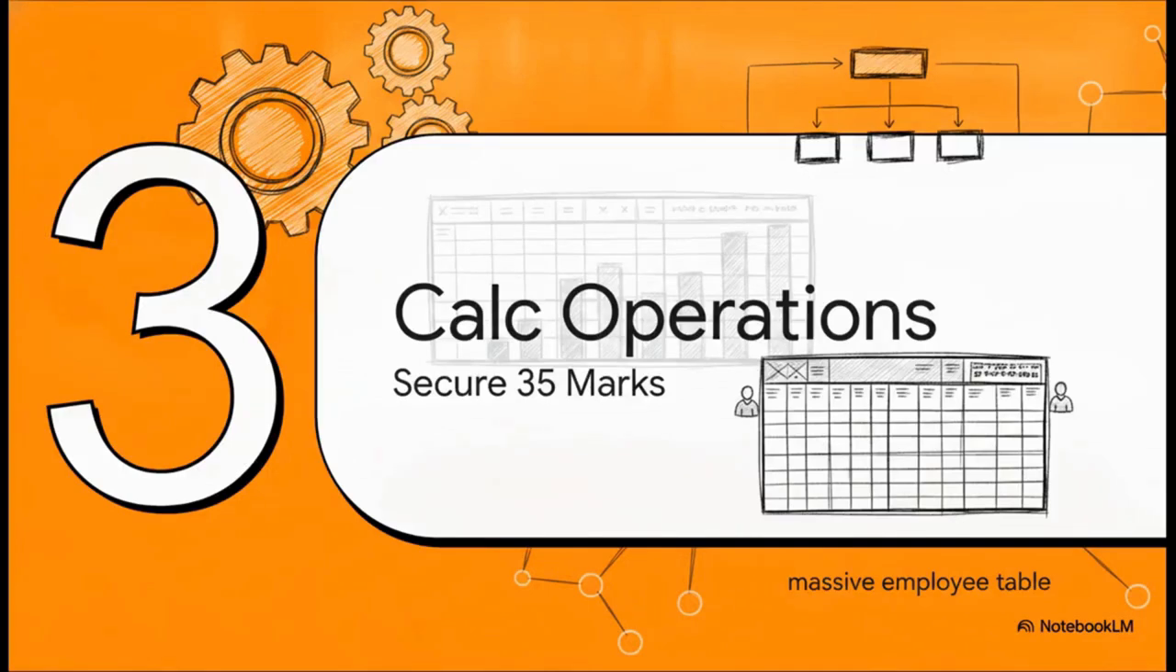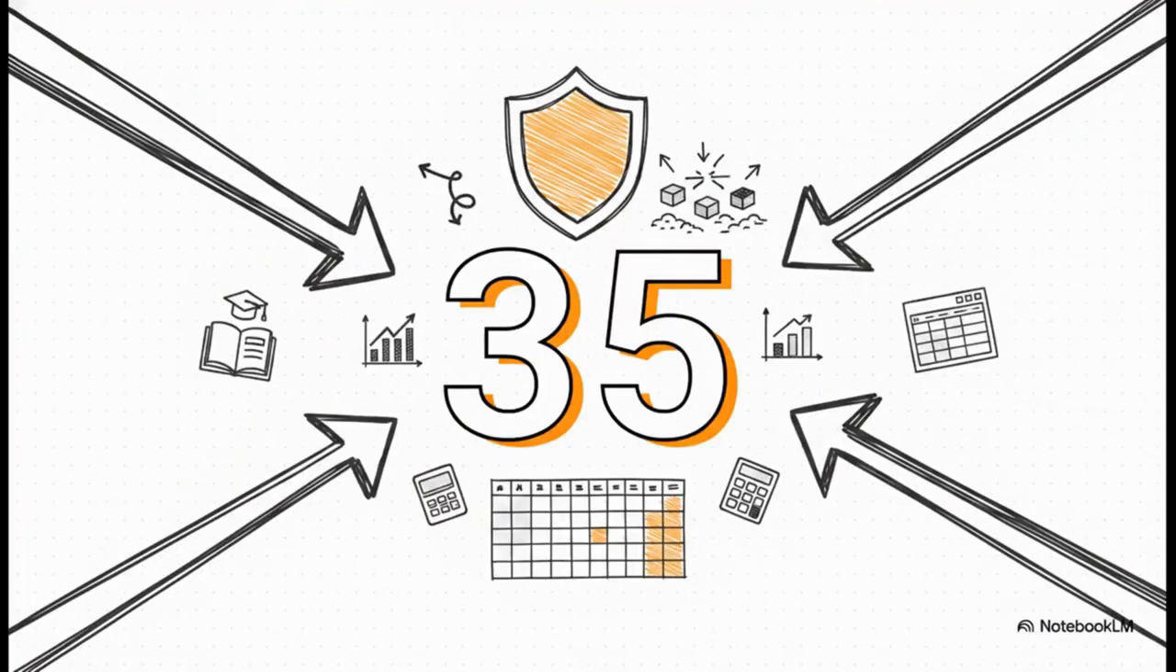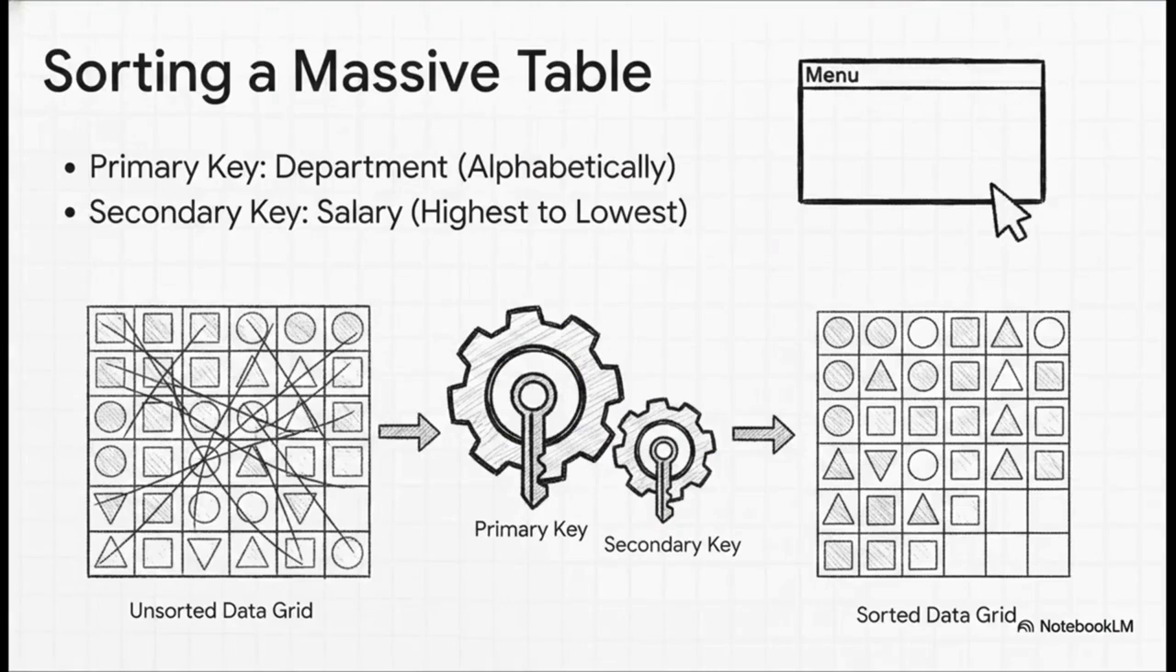Next up, Section 3, 35 marks, Calc Operations. 35 marks. Just let the weight of that number sink in for a second. These 35 marks are the absolute core of the exam. This is the main event. This is the battleground where logical data manipulation pays off huge. Nailing top marks here is all about how efficiently you can handle raw spreadsheet data without making a single structural mistake. Let's break down the exact parameters for our massive employee table.